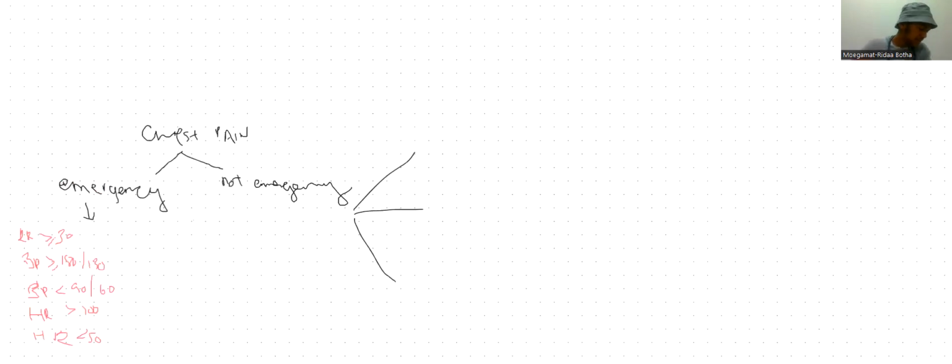Okay. If it's not an emergency and we know that the chest pain is central, we know that the chest pain is exertional. So it's central, it's exertional, and it's relieved by rest, right? So it's a rest reliever. Okay? So central, exertional and rest reliever, you have to think of ischemic heart disease, okay?